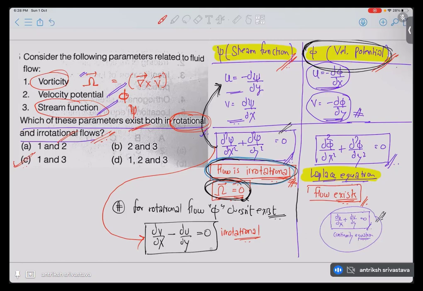Here let me still talk to you about this. Vorticity is non-zero when the flow is rotational, but it is zero at irrotational, and it still exists. It is not something which cannot exist. The stream function doesn't have any problem. Whether it is rotational or irrotational, it will exist. But the velocity potential will not exist when the flow is rotational. Okay, let's go to the next question.